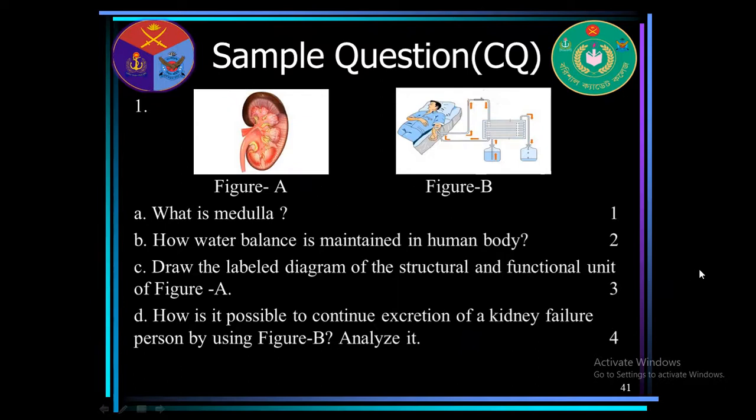Number D, how is it possible to continue excretion of a kidney failure person by using figure B analysis? Figure B is dialysis. So you have to analyze the dialysis process.